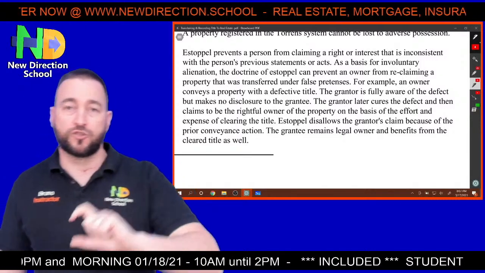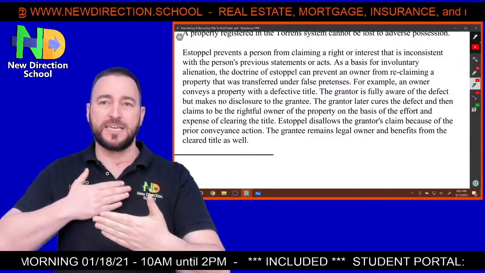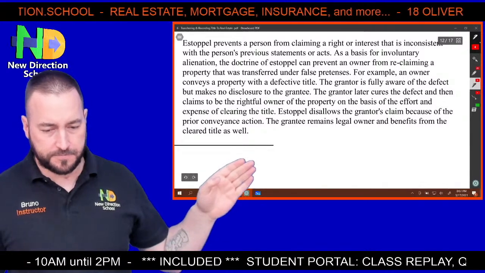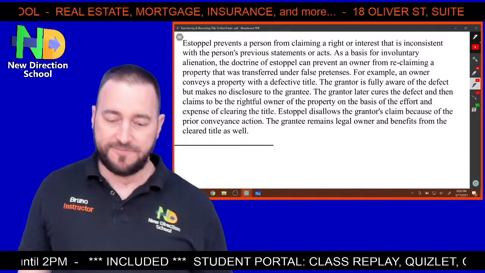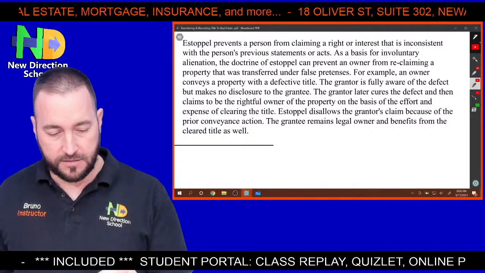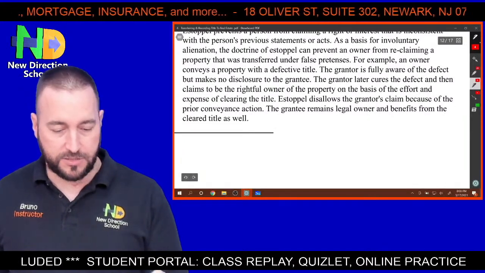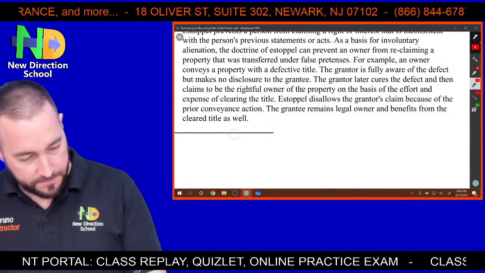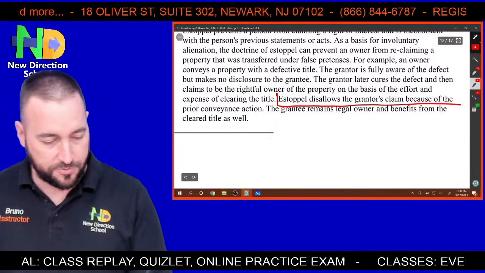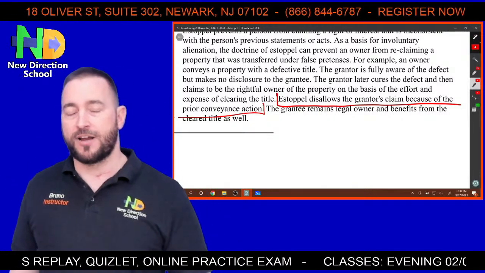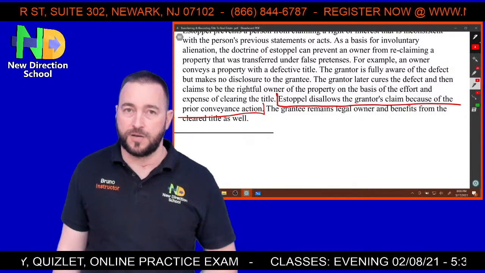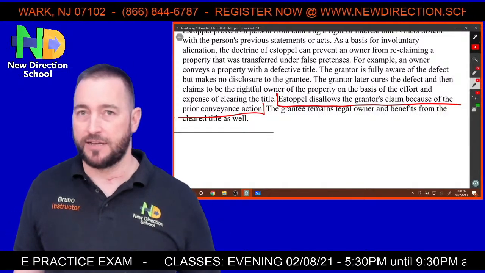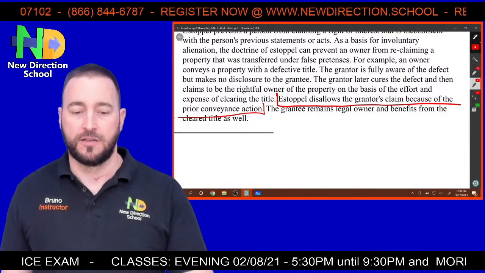So an estoppel is when a transfer occurs, it stops me, the seller, from getting rights to the property again. Okay? So the grantor, the seller, is fully aware of the defect and makes no disclosure to the grantee. The grantor later cures the defect and then claims to be the rightful owner of the property on the basis of the effort and expense to clear the title. Estoppel disallows the grantor's claim because of the prior conveyance. So the grantee remains the legal owner and benefits from the clear title as well. Who wins? The grantee, the buyer. Because the transfer is the transfer. You cannot come back and say, give it back to me. No. And that's what estoppel means.